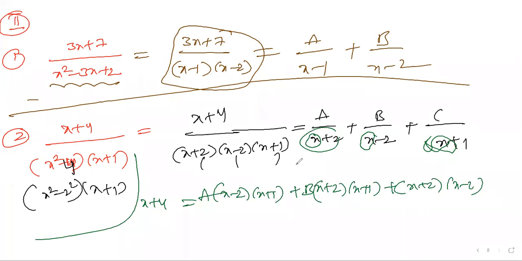First of all, when you take x equal to minus 2, this cancels and you get the value of A. Next, x equal to 2, this cancels and you get the value of B. x equal to minus 1, this cancels and you get the value of C. Then you substitute. Am I clear? Yes, sir. Good. Can I move to the third question?